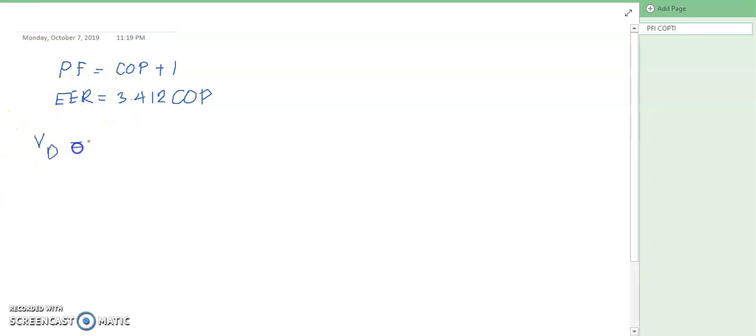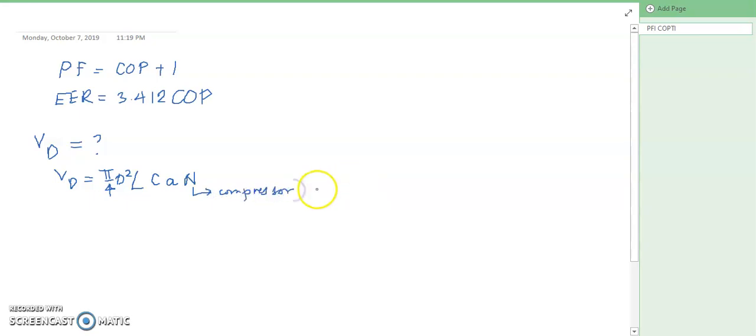Another formula na pwede natin magamit is yung VD, or this is the displacement, volume displacement of a compressor. So, for volume displacement of compressor, that is equal to the product of the area of the piston or the compressor, that is pi over 4 d squared, times the length of stroke, times number of cylinder, times number of acting cylinder, and then we have the compressor speed.